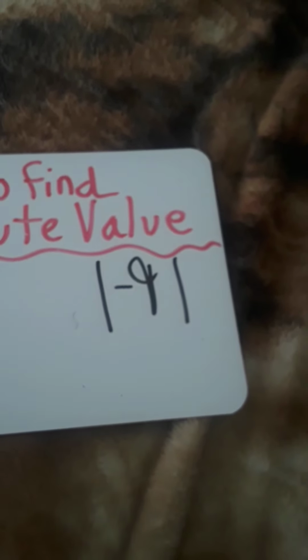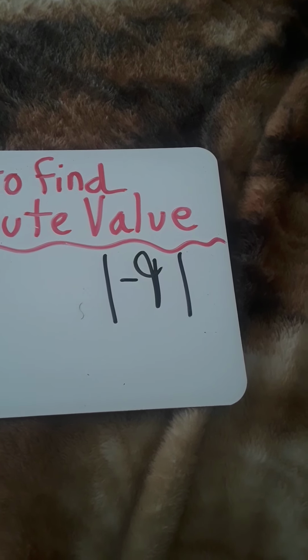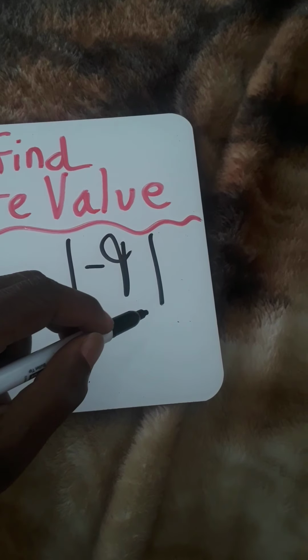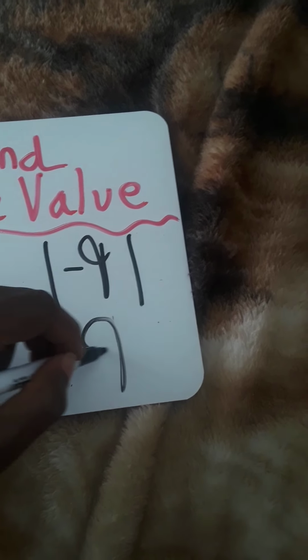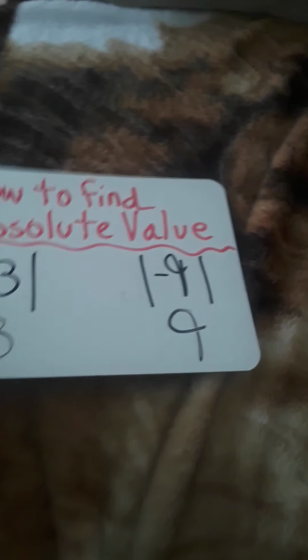For a negative number, if you have a negative 9 and we're trying to find the absolute value of a negative 9, remember, it's the distance away from 0. Absolute value, more times than not, is always going to be positive.